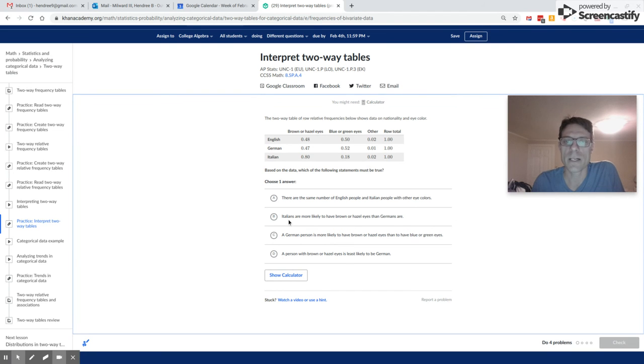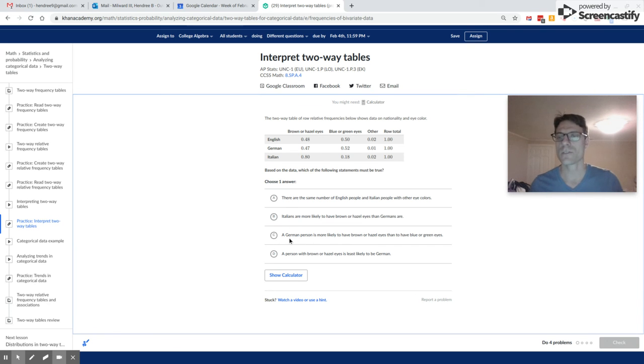B. Italians are more likely to have brown or hazel eyes than Germans. So we look up. It looks like Italians are 80% likely to have brown or hazel eyes, and Germans are only 47% likely. So if you have an Italian, it's much more likely that they'll have brown or hazel eyes than if you have a German. So this one's definitely true. Since there's only one answer, we could just fill in B.